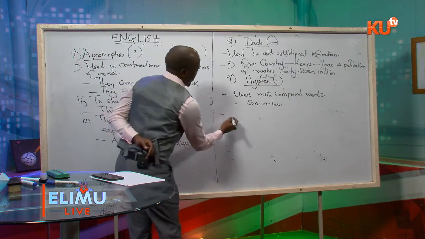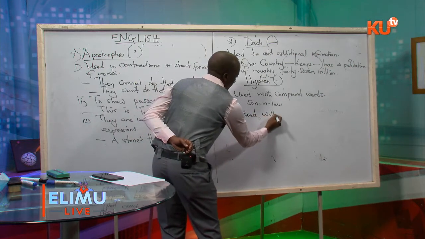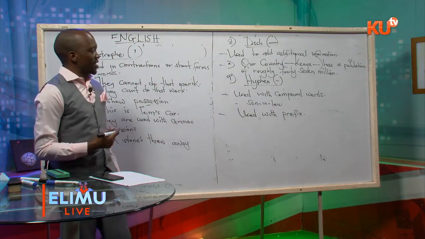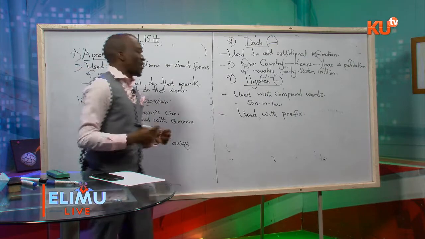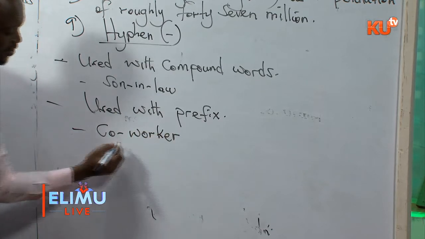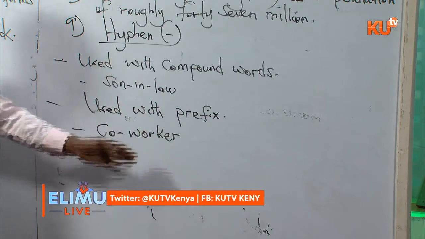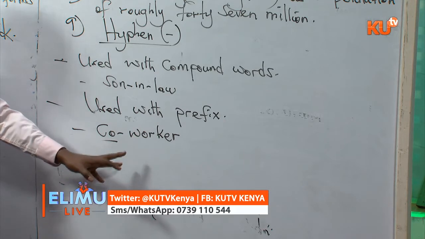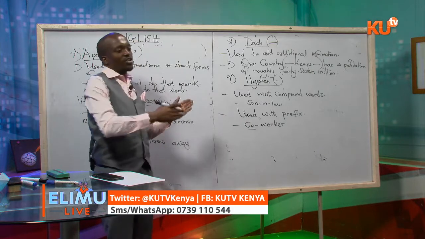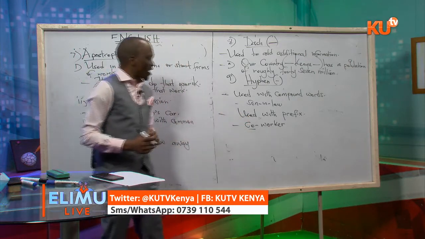So another use of the hyphen is that it is also used with prefixes. Prefixes are letters or numbers or words that are added to some words to give another meaning. Like we have co-worker. The word co here is a prefix. It's added to worker to give another meaning. We all know who a worker is. A worker is a person that works for somebody. And the word co here now means that somebody else has joined to work with him. So we get another total new meaning from this word, co-worker.